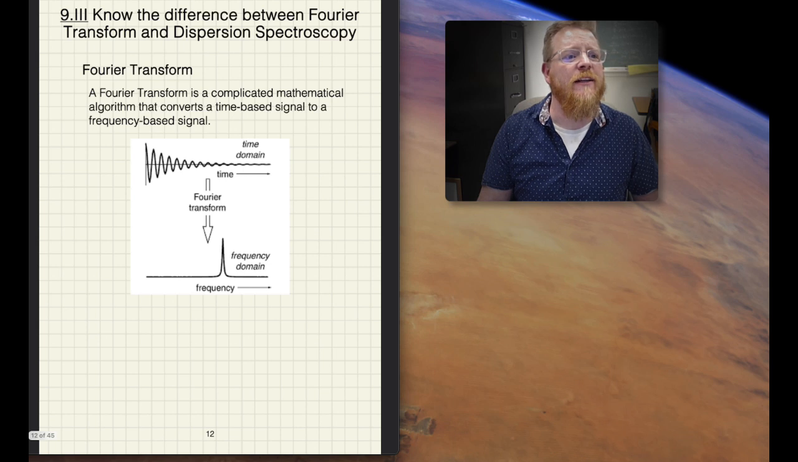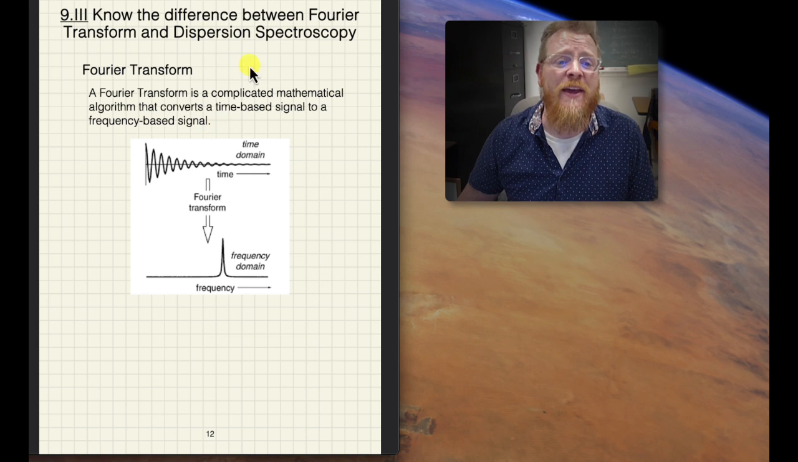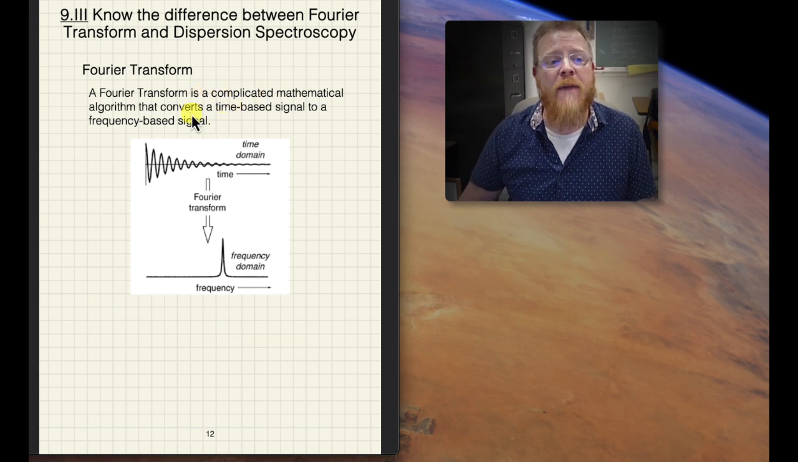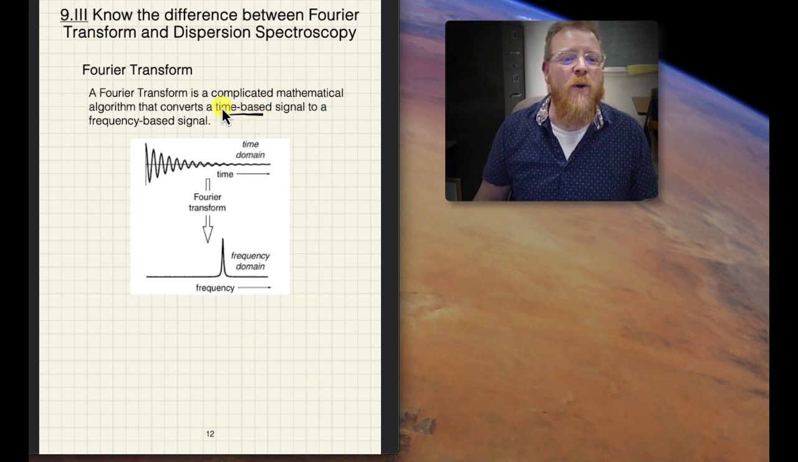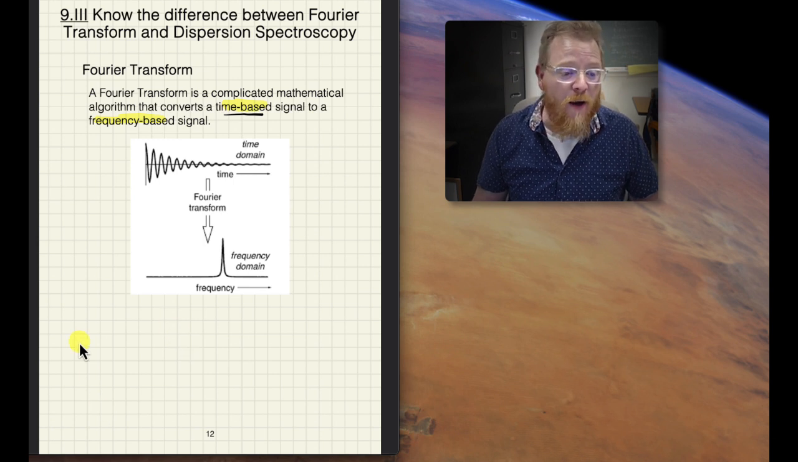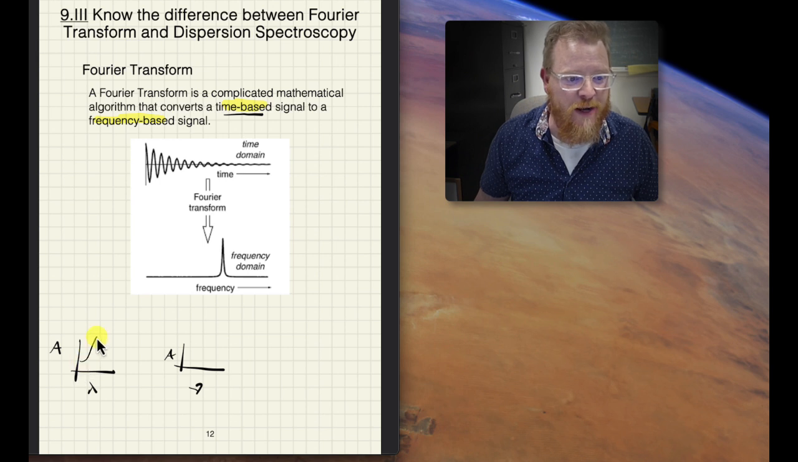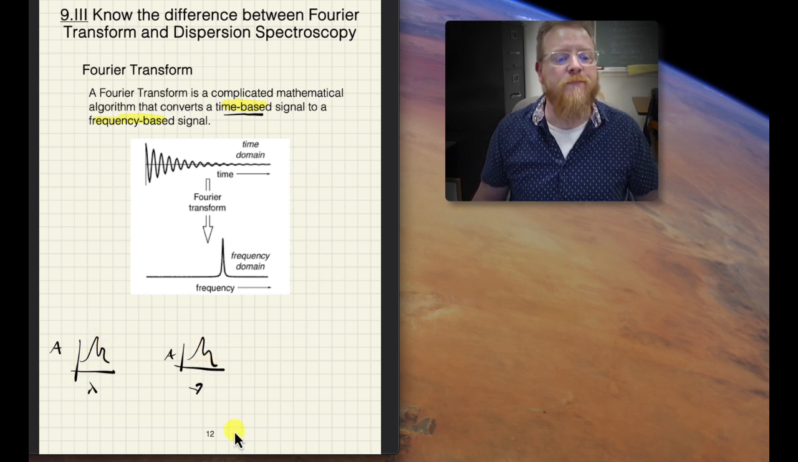So this is a nice pictorial diagram of what the Fourier transform is. It is a complicated mathematical algorithm that converts a time-based signal into a frequency-based signal. And as a reminder, even though we typically are used to seeing wavelength on the x-axis, absorbance versus wavelength, we could also put that as absorbance versus frequency on the x-axis to get our spectra, okay?